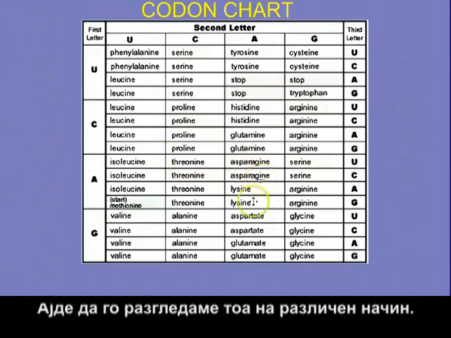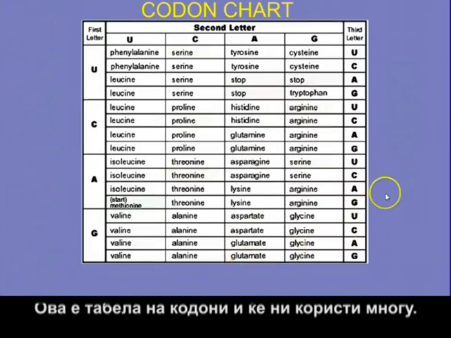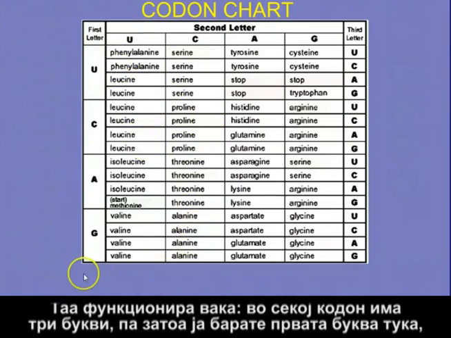It's a very handy tool that we're going to use a lot. So if you don't have one of these in your note packet, go to Google and just Google codon chart and print off a copy or have it up on your screen off to the side, because we're going to use it. It's a pretty valuable tool to be able to use.